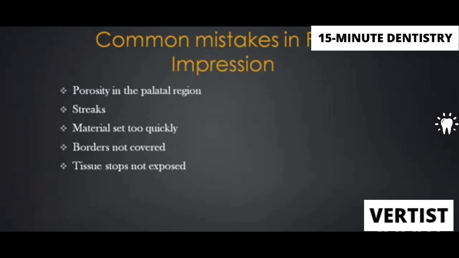Okay. There are streaks, so we have to mix nicely, ensure that it is properly mixed so that there are no streaks. It has to be even. The material sets too quickly. There are two reasons for this. One, while loading, your tray is wet. Okay, you have washed your tray, you have removed the spacer, you have made holes, and you have washed your tray. Then you don't dry your tray. And don't forget, zinc oxide eugenol sets faster in the presence of water. Okay, so ensure that your tray is completely dried before you are loading the tray.